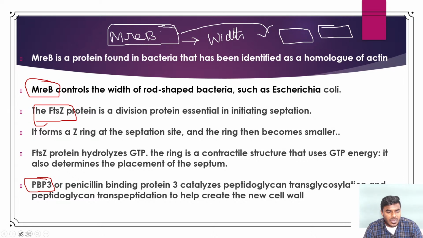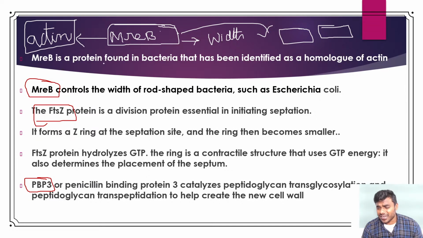So MreB protein, friends, I want you to remember this particular statement for the part B question. MreB protein exactly performs the functions of actin. Actin is required for the strength, for the movement, and also for the maintenance of the size and shape of the cell. Similarly, the MreB, which is present in the rod shaped bacteria, is required for width. Don't confuse and don't forget, friends.